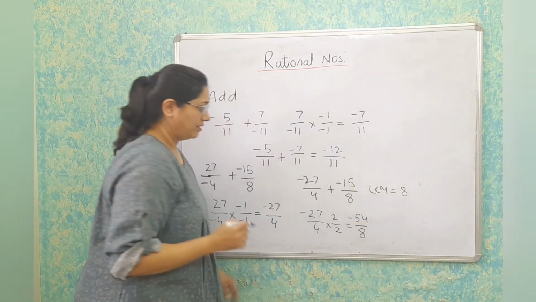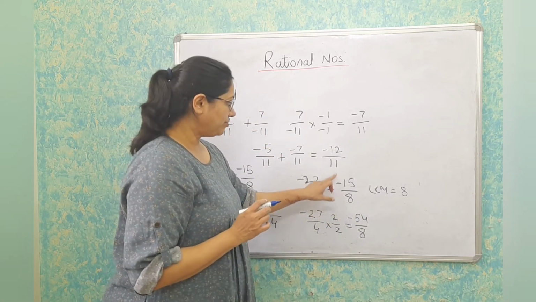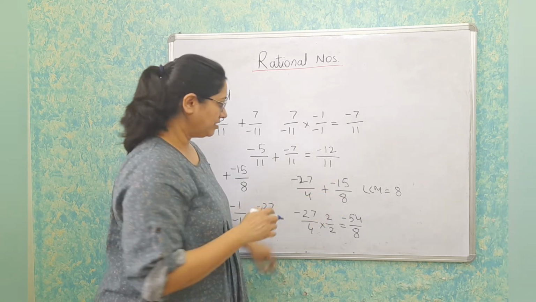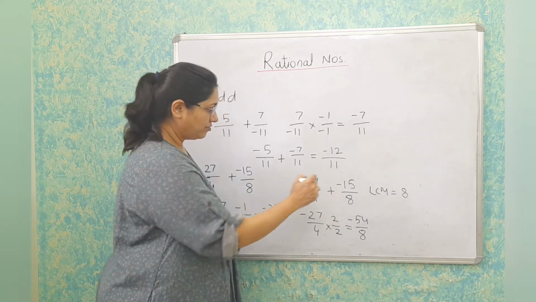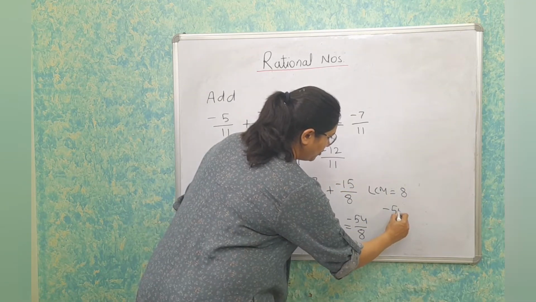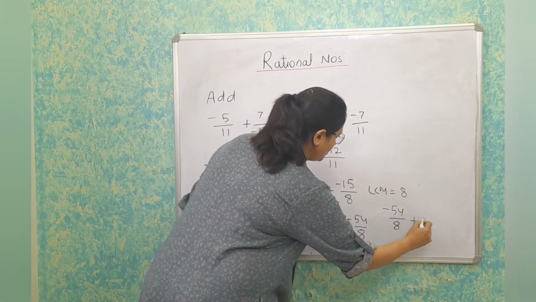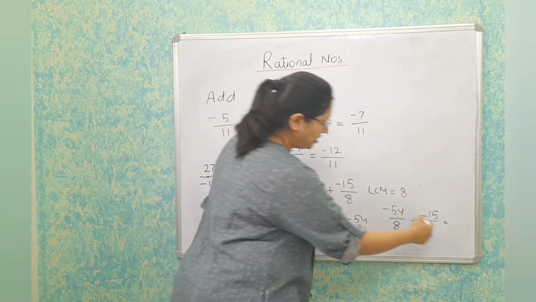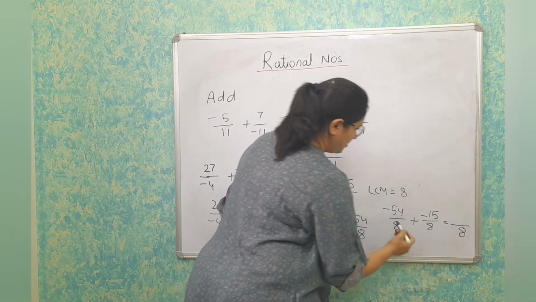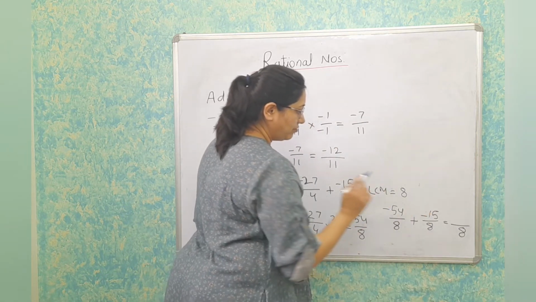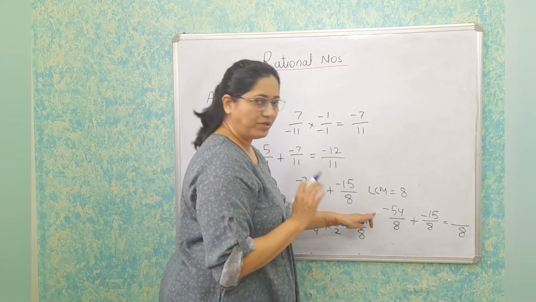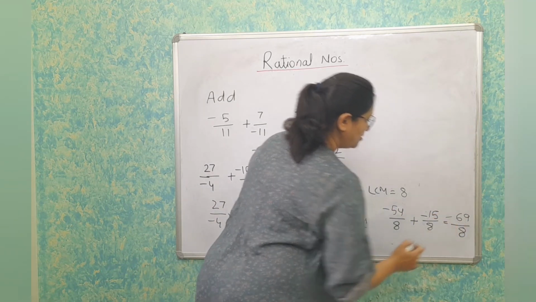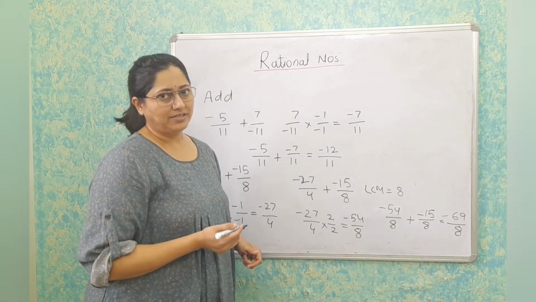So it will be 54. I don't have to do any calculation with minus 15 upon 8 because this rational number already has 8 as a denominator. So now I have to add these two numbers. First number is minus 54 upon 8 plus minus 15 upon 8. Again denominators are same, so I will write 8 and minus 54 minus 15. We have to do the addition part, but the sign would be negative. 4 plus 5 is 9 and 5 plus 1 is 6. So minus 69 upon 8 is the answer.